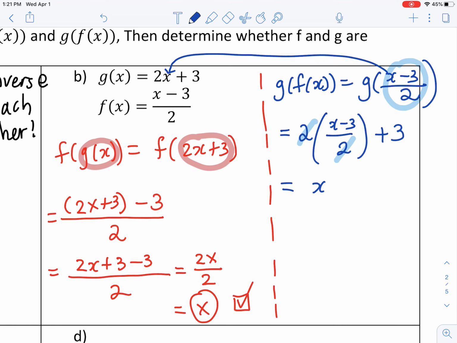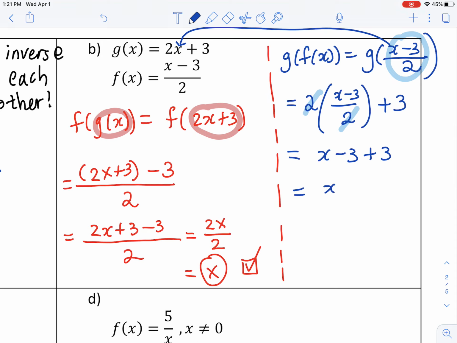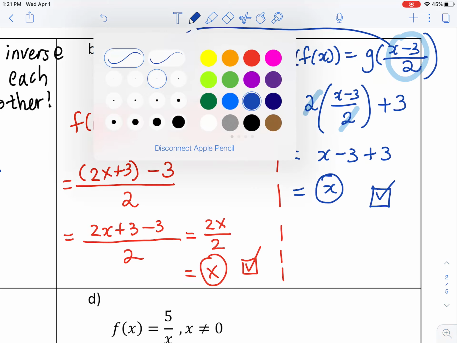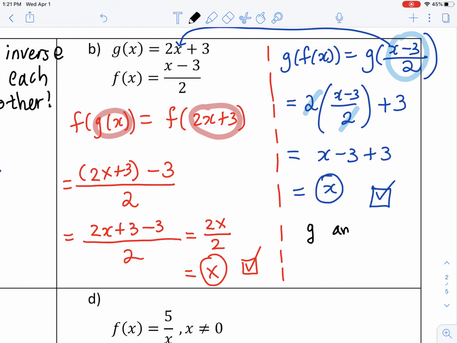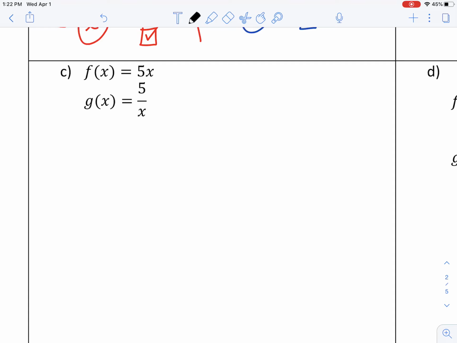All right, let's see what cancels out here. Notice that the 2 cancels out over there. It's going to turn into x minus 3 plus 3. The minus 3 and plus 3 cancel out. Therefore, we only get x again. So check. When both of these compositions give you x, you get to say that g and f are inverse of each other. But you've noticed you got to check both ways. Make sure that you check both f of g of x and g of f of x, not just one of them.